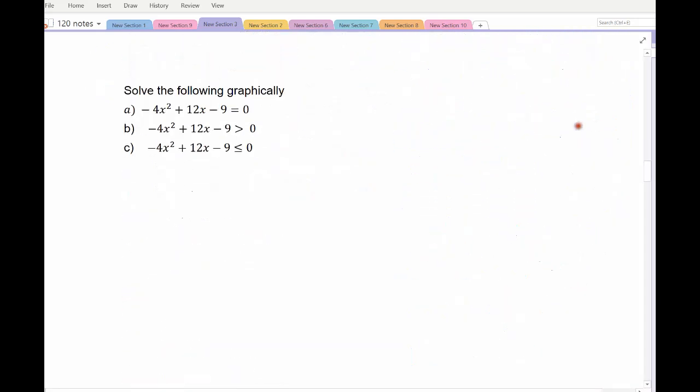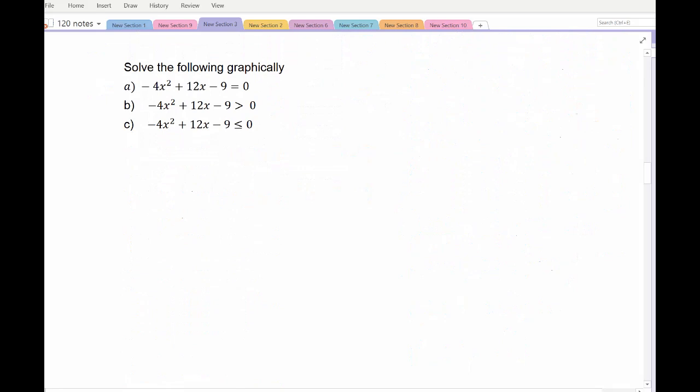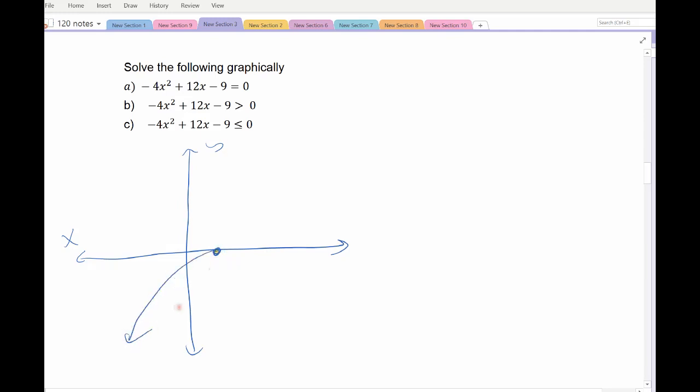Alright, next example, solve graphically. This one I didn't graph for you, I'm just going to graph it by hand. It's actually the vertex case. It's a parabola that opens down, and it hits the x-axis at the vertex. So I'm going to graph it here. You can plug it into the calculator and you should see the same thing. It hits it there and it opens down. So there's my quadratic: negative 4x squared plus 12x minus 9.